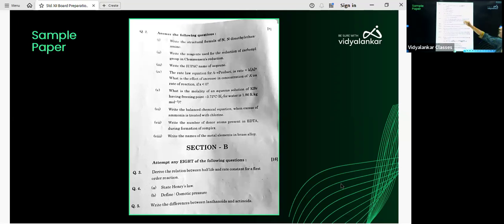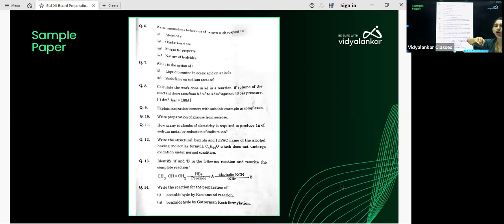Next is here. See, the anomalous behavior is asked. All the important topics which I discussed with you, the questions based on those topics are there in the question paper. Okay. Here the question for calculation of work done is asked. As I said, instead of derivation, you can be asked to calculate the work done value. So you know the equation. You just have to put the values in the equation and find out the work done here. Okay, here ionization, isomer, coordination chemistry question is asked. See, the reaction of the preparation of glucose from sucrose is there.